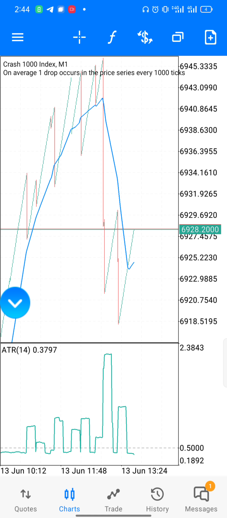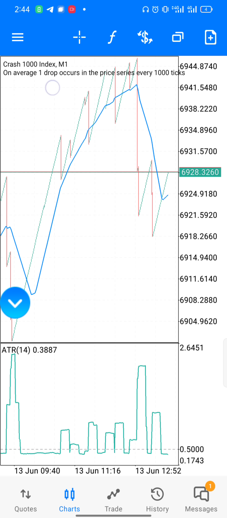So what I'm gonna do is that I'm just gonna relax and wait till I see another condition like this, then I get in again, take some good profits, and then I'm good to go. That's just a simple way to make money trading crash 1000 index.